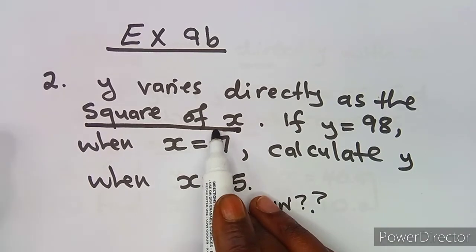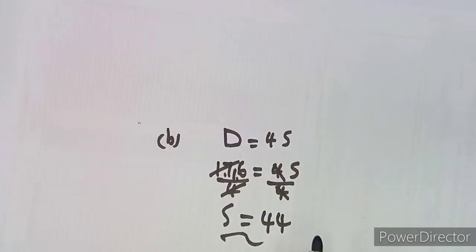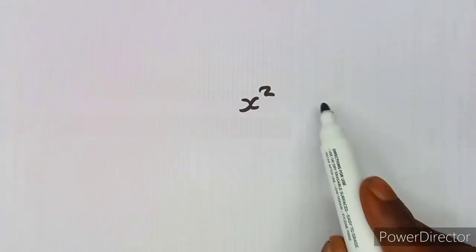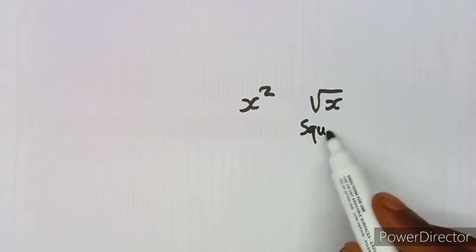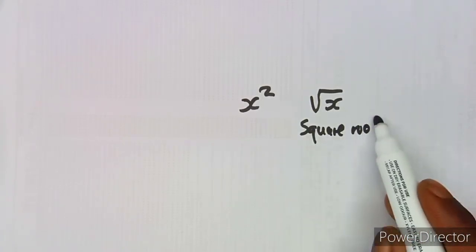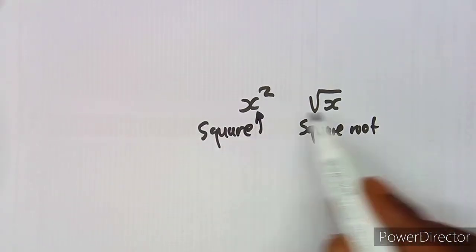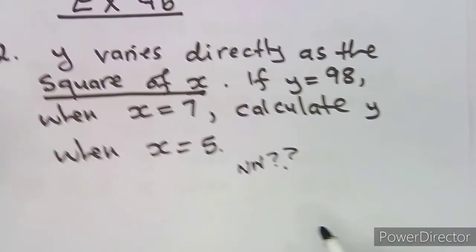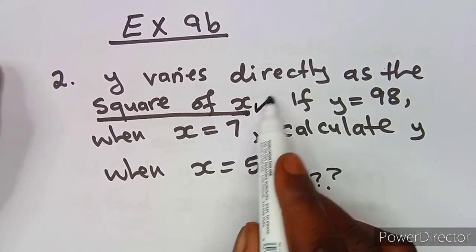So if you are given this, the square of x, let me just write it here. This is the square of x. x is squared like this. This one is the square root of x. The square root. This one is the square. So take note, the square, and we have the square root. So we are given that it varies directly as the square of x.